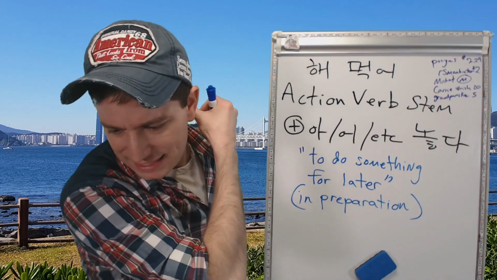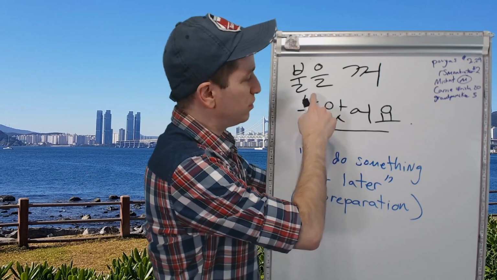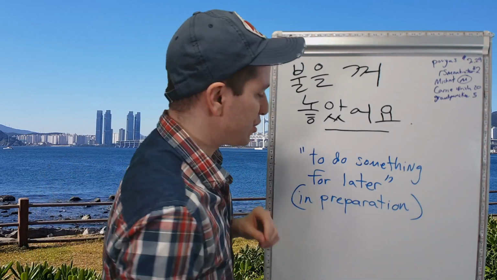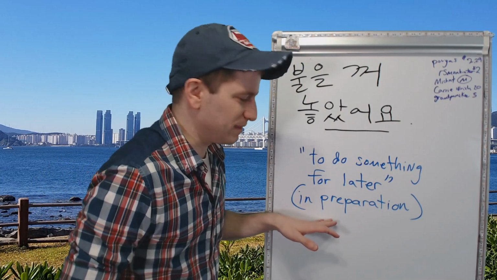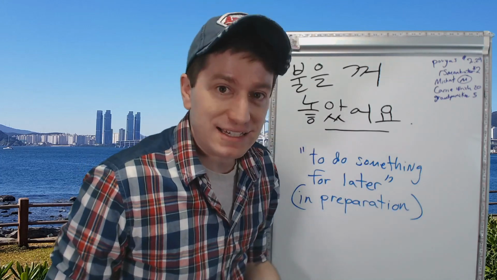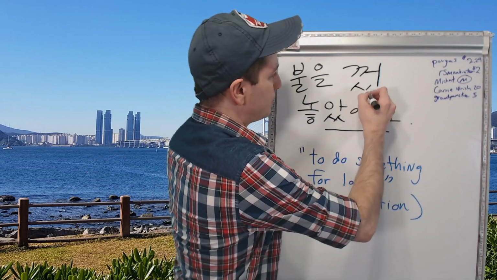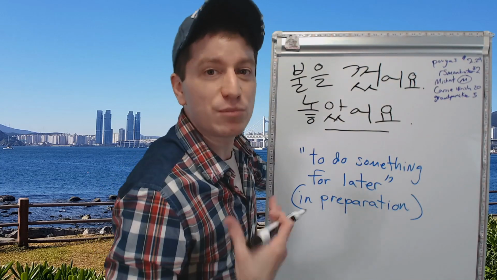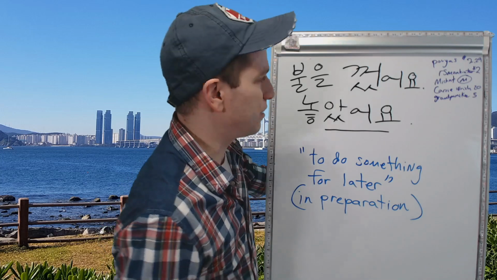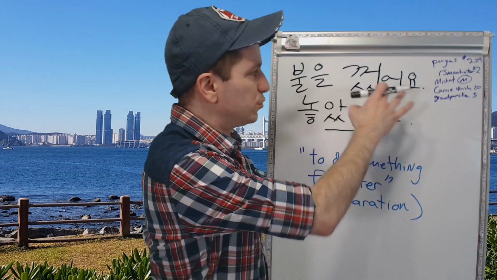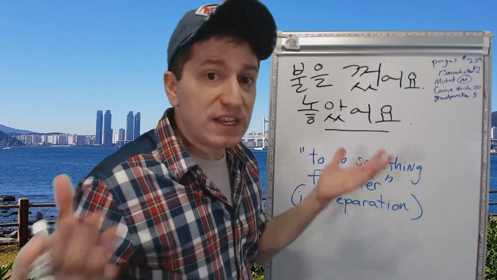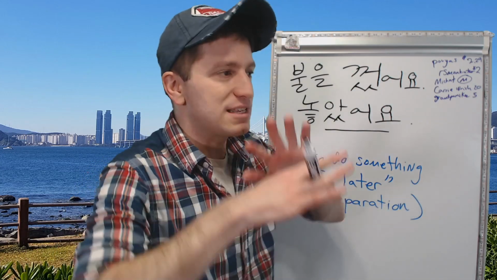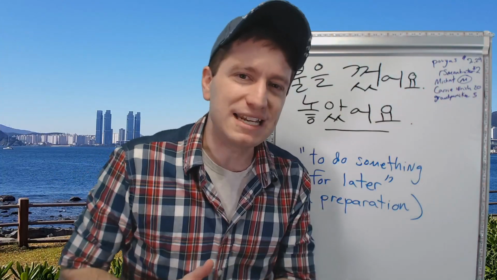So let me go ahead and give you a basic example. 불을 꺼놨어요. I turned off the light for later. I turned off the light in preparation for something because later you're not going to need it. However, if you were to just say 불을 껐어요, that doesn't have any extra meaning of doing something in preparation or doing something for later. This would just mean by itself, 불을 껐어요, I just turned off the light. Perfectly fine to say, 불을 꺼놨어요. I turned off the light for something later because I'm thinking about the future. That's the sort of meaning that you get with 놓다.